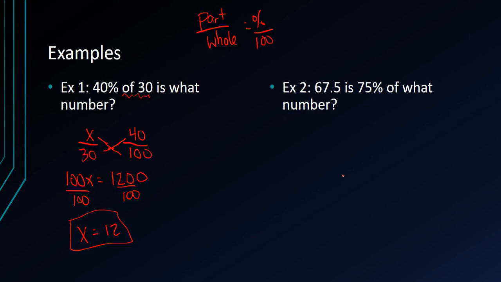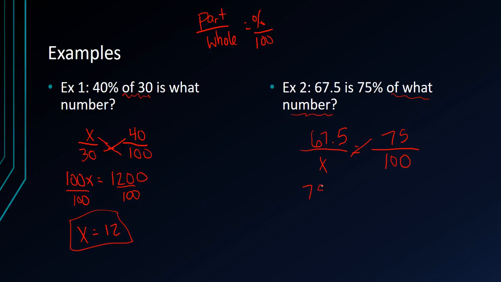Let's look at this next one. 67.5 is 75% of what number? So of what number? We don't know the whole then, so that's where our x will go. 75 is our percent, so that's over 100, and 67.5 is our part. So go ahead and cross multiply.